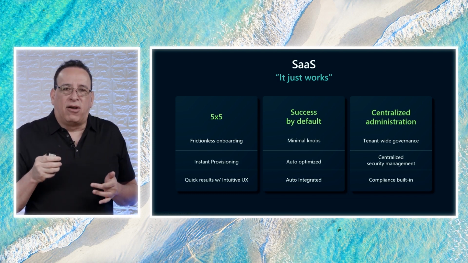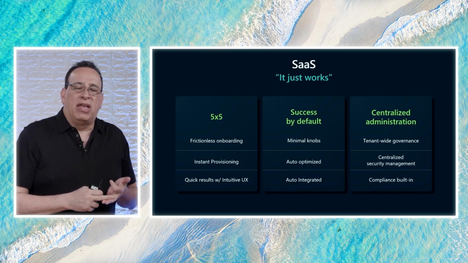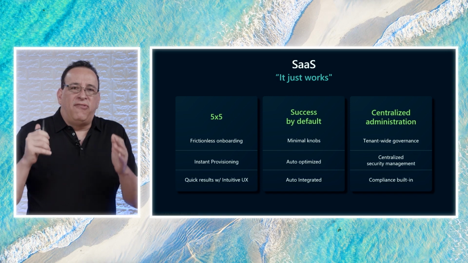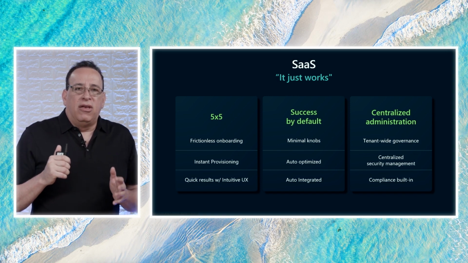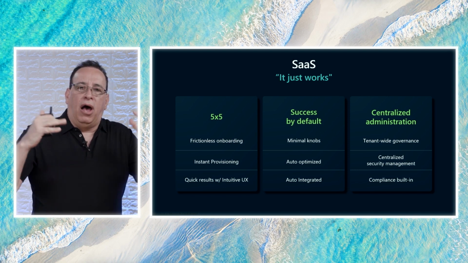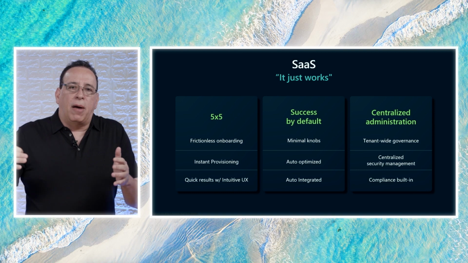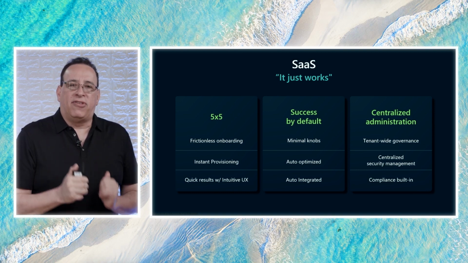The UI looks like Office. It has minimal knobs. It's auto-optimized. It's auto-integrated. And just like Office, there's a very strong concept of a tenant. Think about Office. Somebody owns the tenant. Everybody in the company works on the same tenant. You cannot have 2 Office 365 tenants in the same company, and you cannot have 2 Fabrics in the same company.